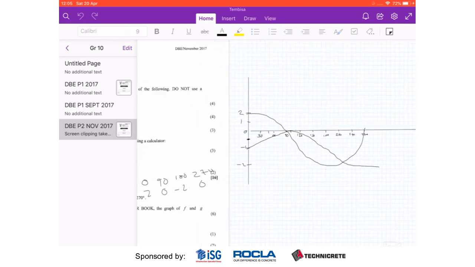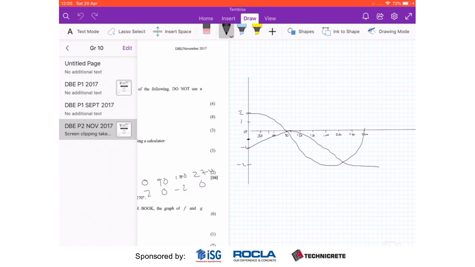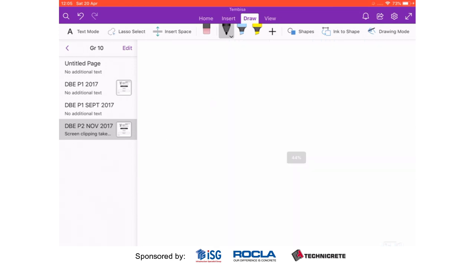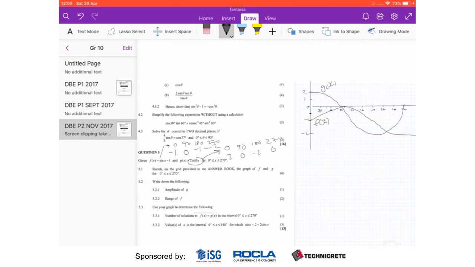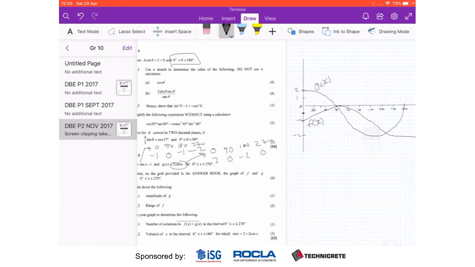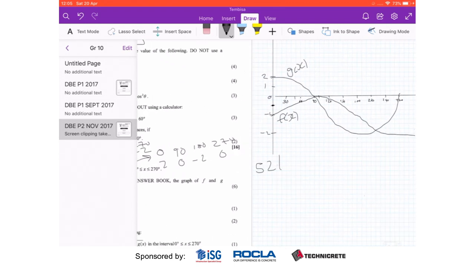Okay, so let's just label my graphs. So this is G at X, and this one here is F at X. Okay, so now the questions are based on your graph. Remember that in your test you'd get a graph sheet, so it will be easier to draw on. Write down the amplitude of G. Okay, so amplitude of G is how high it is, and we could see that it's 2 units.